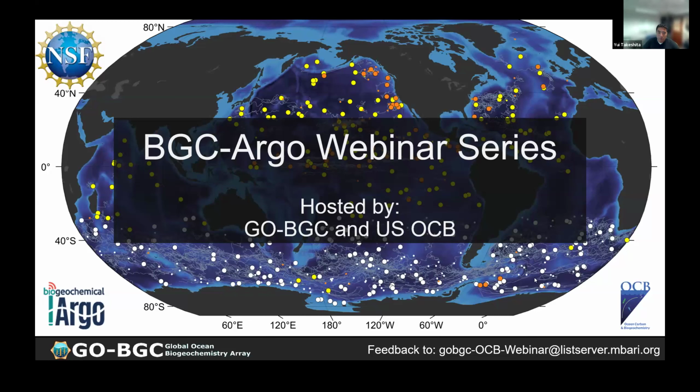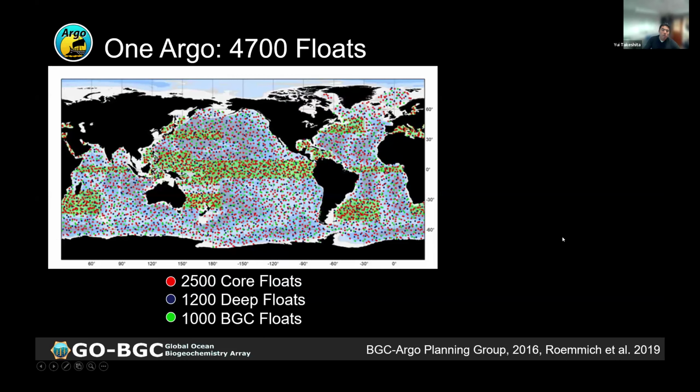Before I hand off the mic to them, I just want to go through the usual background and updates for GoBGC and BGC Argo. BGC Argo is a component of One Argo, which is the next phase of the highly successful Argo program. The planning document calls for a total of 4,700 floats. That consists of 2,500 core floats, so these are floats that go down to 2,000 meters and measure temperature, salinity, and pressure, 1,200 deep floats, and 1,000 BGC floats. The justification for the size of these arrays can be found in these references down here.